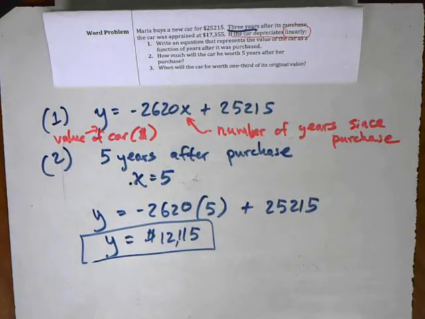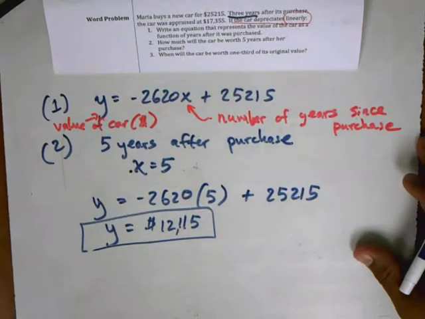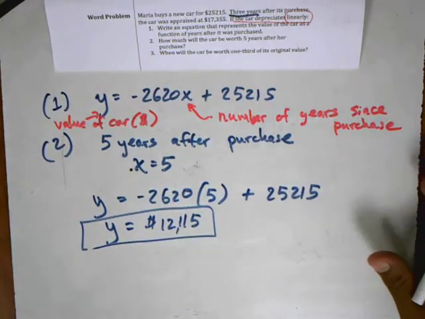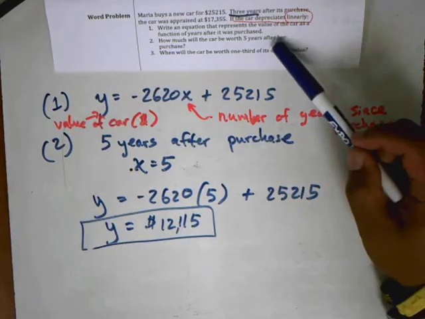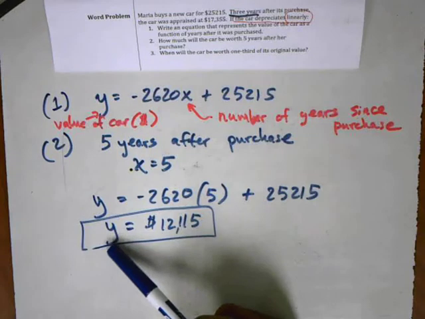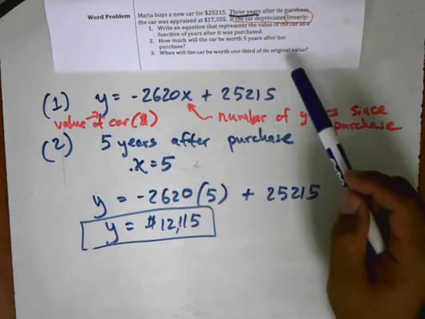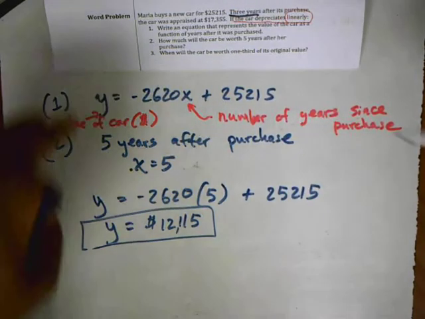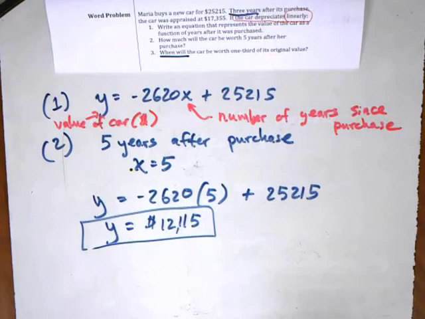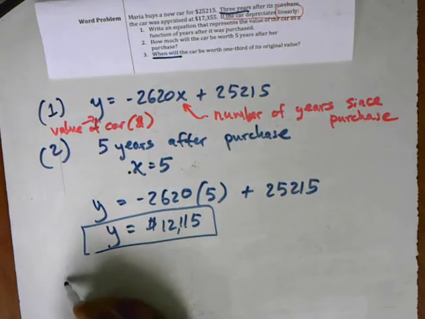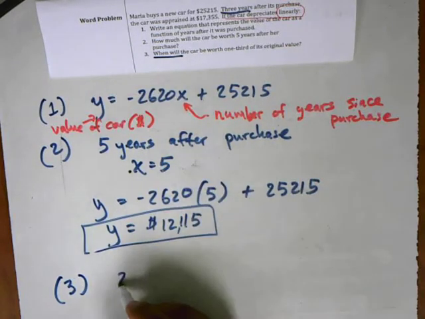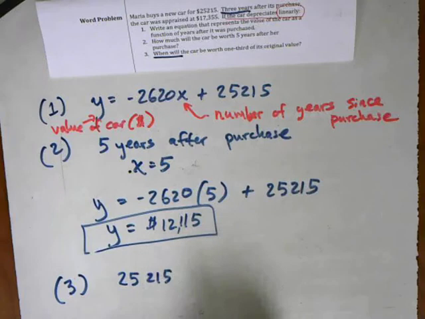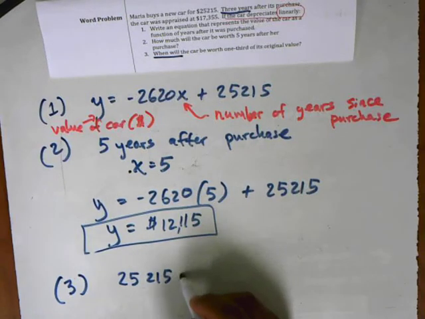And then number 3 asks, when will the car be worth 1/3 of its original value? So this time, it's important to keep in mind what it is that we're solving for. In number 2, we were given the number of years and we were asked to solve for the value of the car. This time we're given the value of the car and we're asked to solve for the number of years. In other words, it's asking us when will the car be worth 1/3 of its original value. So we can express it this way, in saying that the original value was 25215, and we want to know how long it's going to take for it to be worth 1/3 of that.